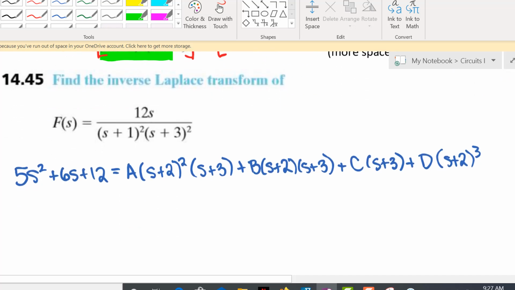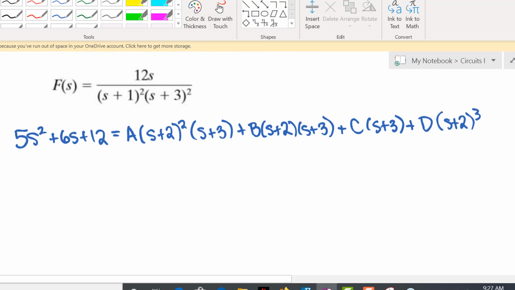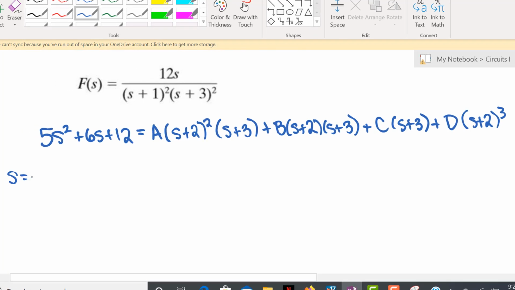So this particular problem, we're going to need to solve for 4 variables. So that means we need 4 equations. So we get to plug in 4 different values of s. 2 values should be obvious, and then the other 2 we'll just pick numbers that we think look nice. So s equals -2, s equals -3 are the nice ones. I'll do s equals -2 first.